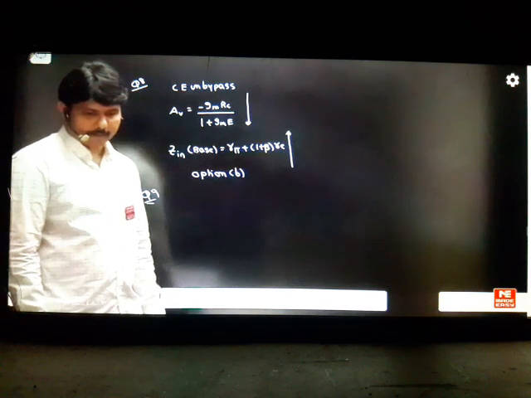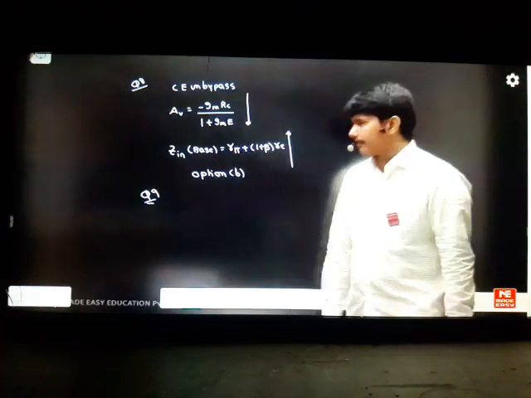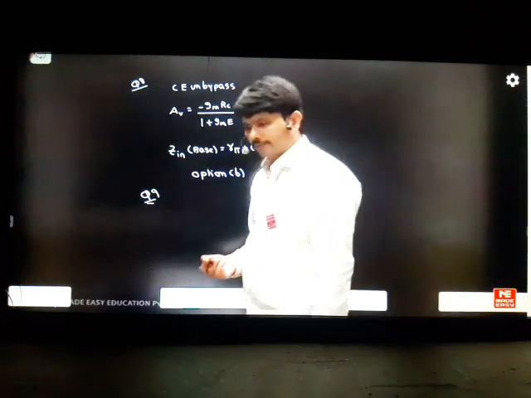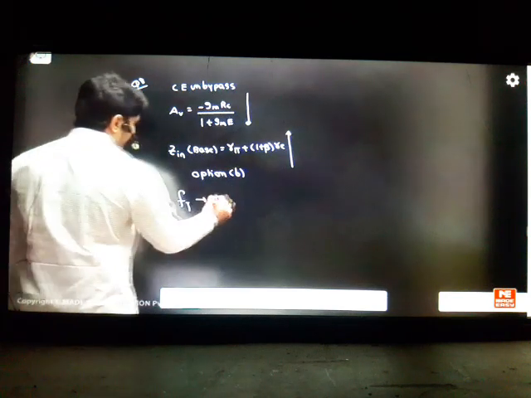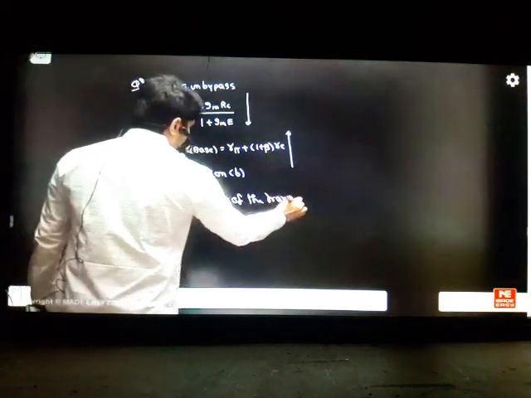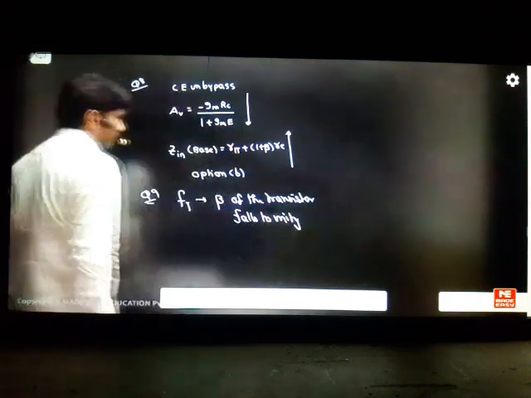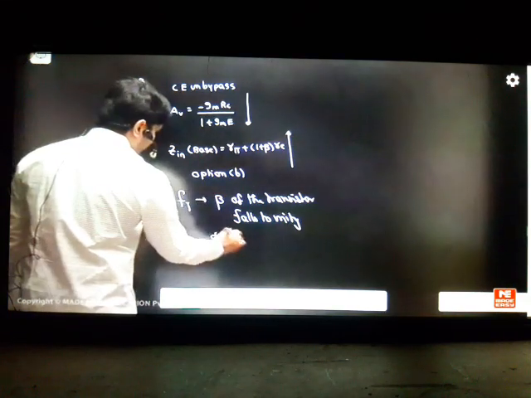Some of you are telling wrong options. Read the statement correctly. Just before 2 hours, in the morning class, I completed that FT story. You are telling wrong answers, so concentrate. What is FT I said in the class? Beta of the transistor falls to unity, I said. So option C you can take as the answer, not B or D.